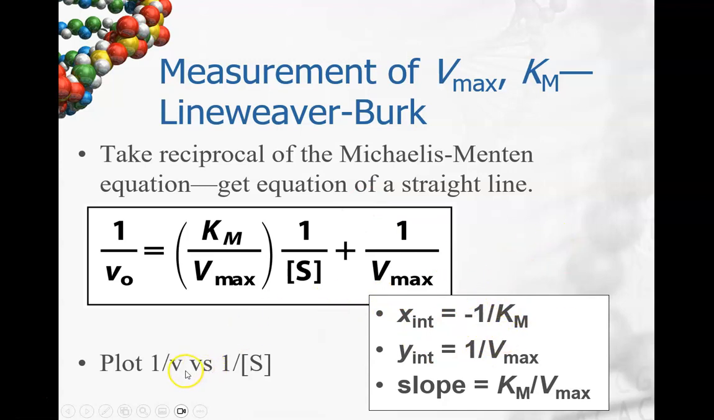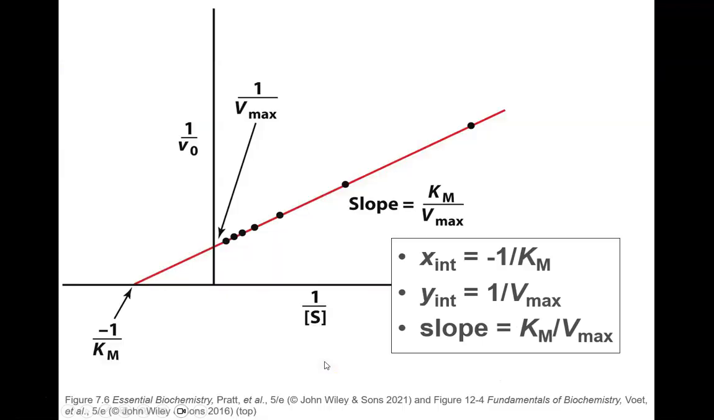So you plot not velocity versus substrate concentration, but 1 over the velocity and 1 over the substrate concentration. And you get a straight line. So these are your points right here, and what you do is you extrapolate back to the x-intercept. So the y-intercept will give you 1 over Vmax. So if you want to solve for Vmax, you just take the reciprocal of the y-intercept. And if you want to solve for the Km, you take the negative reciprocal of the x-intercept. Because remember, Km has units of substrate concentration, so it cannot be negative.